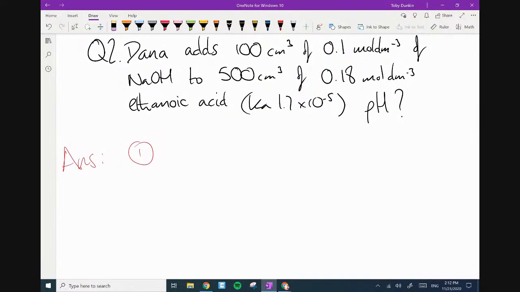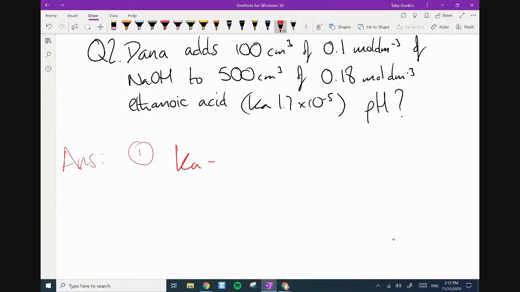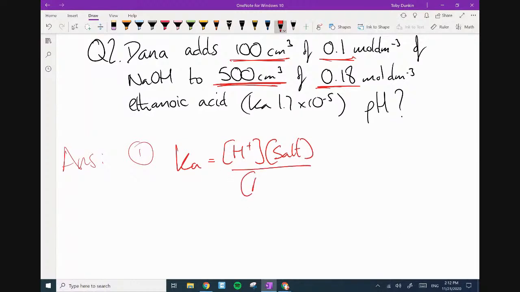Ka equals, and we're doing a buffer. I haven't said it's a buffer in the question, but we realize that I've got a greater volume of the weak acid than the base and a higher concentration. This is definitely a buffer. The weak acid is in excess. So I'm going to write down my roadmap: weak acid excess, but that comes from the base. So we just ignore the remaining ethanoic acid.